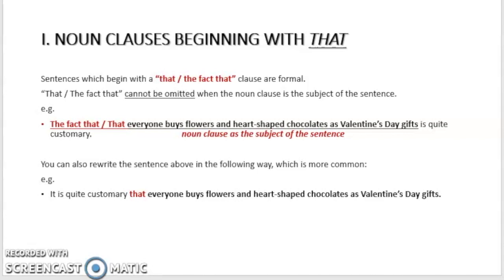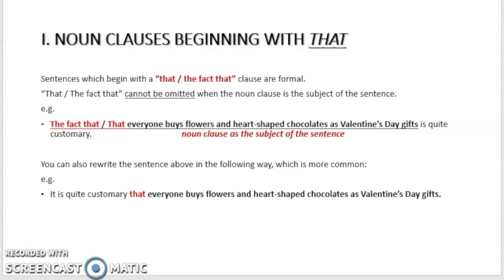We said that it is quite formal to use noun clauses beginning with that or the fact that in the subject position. Therefore, you can also rewrite this sentence in a different way, which is more common. It is quite customary that everyone buys flowers and heart-shaped chocolates as Valentine's Day gifts.